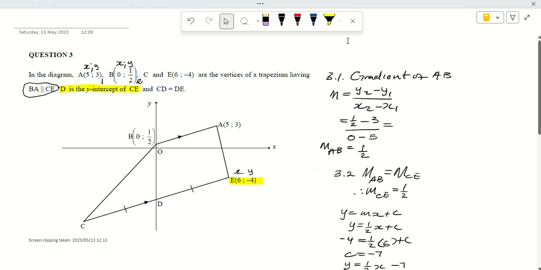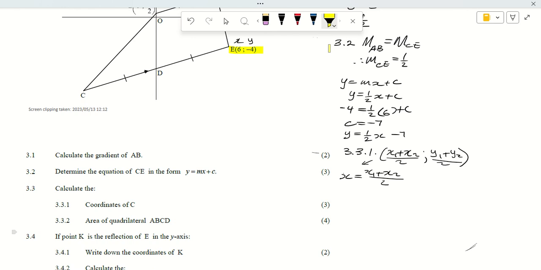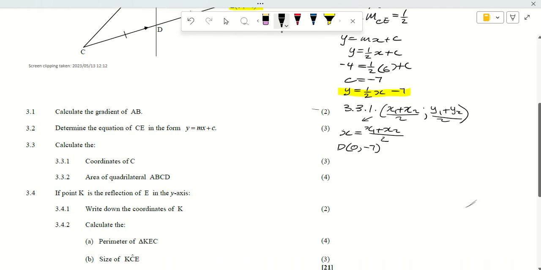And we have the equation of CE, which is what? The equation of CE is y is equal to 1 over 2x minus 7. So now, meaning that the point D is the y-intercept, right? And if we substitute x as 0 here, y is going to be negative 7. So that is the midpoint of the line CE. And then now the x value of the midpoint is 0, which is equal to x1.